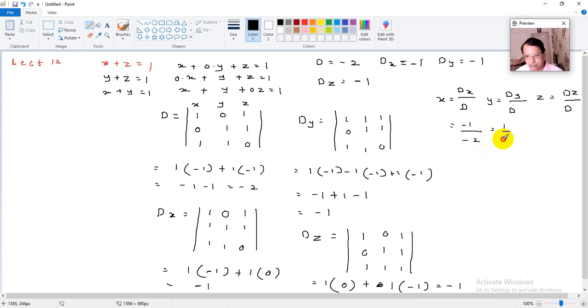1/2. dy upon d. So y is, this is x. What is dy? Minus 1. D is minus 2. So it is what? Minus 1 upon minus 2, the formula is dy upon d. So it is plus 1/2. And finally z, which is dz upon d. So it is again what? Minus 1 upon minus 2. So it is plus 1/2. So you have x, y, z as 1/2, 1/2 and 1/2.